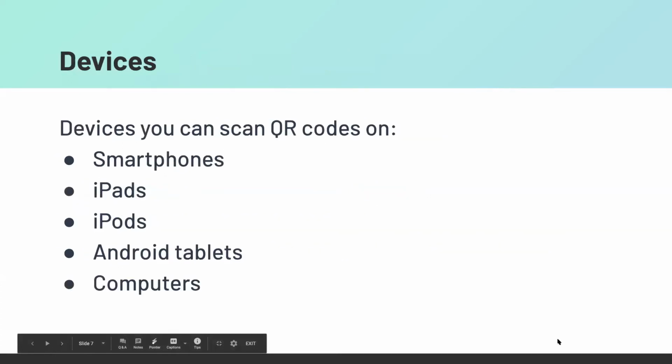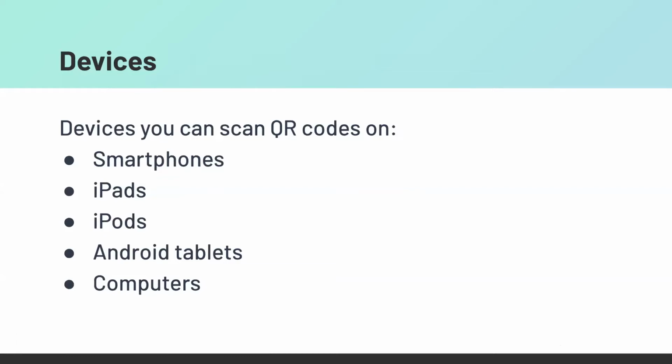Next, I will be briefly discussing which devices you can scan QR codes on. Mainly people like to use smartphones because they're readily accessible and they usually have them on them. But you can also scan them on iPads and iPods, as well as Android tablets and computers. So really any device that you can either get an app for QR code scanning or has a camera to scan it, you can use.